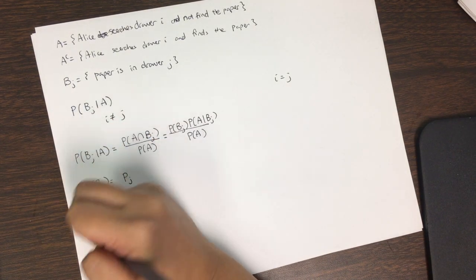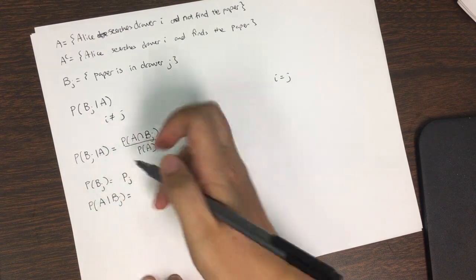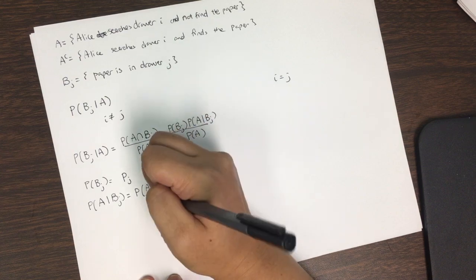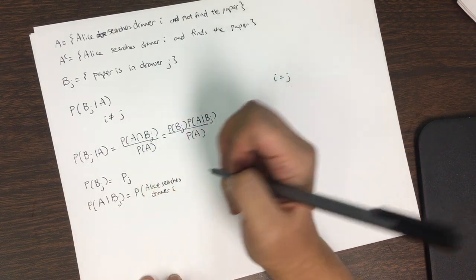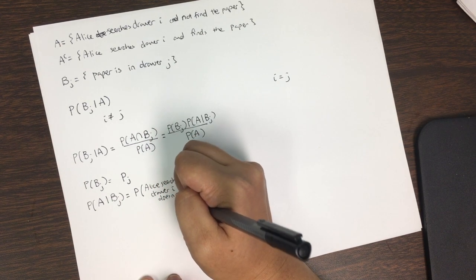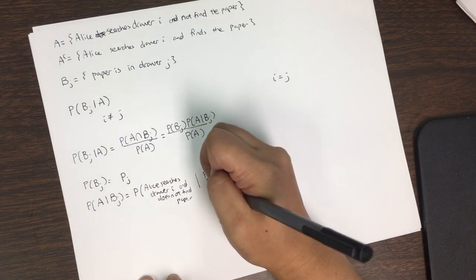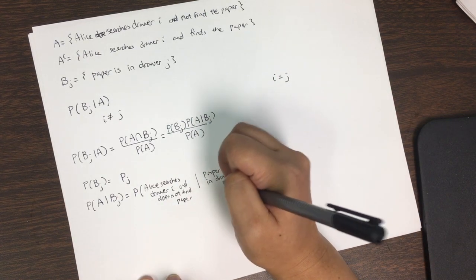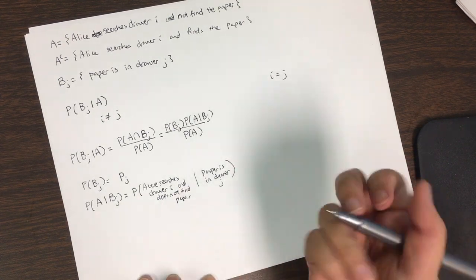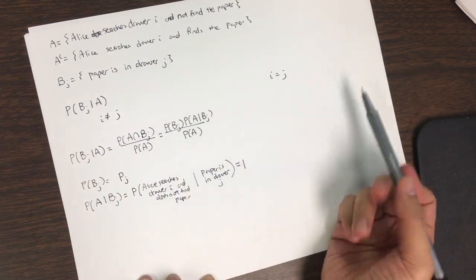And the probability of A given Bj, which is the probability that Alice searches drawer I and does not find the paper, given that event Bj occurs, which means the paper is in drawer J. Well, because the paper is in drawer J, when she searches drawer I, of course she doesn't find the paper. So automatically we know that this occurs with probability 1. So the numerator here is really Pj.